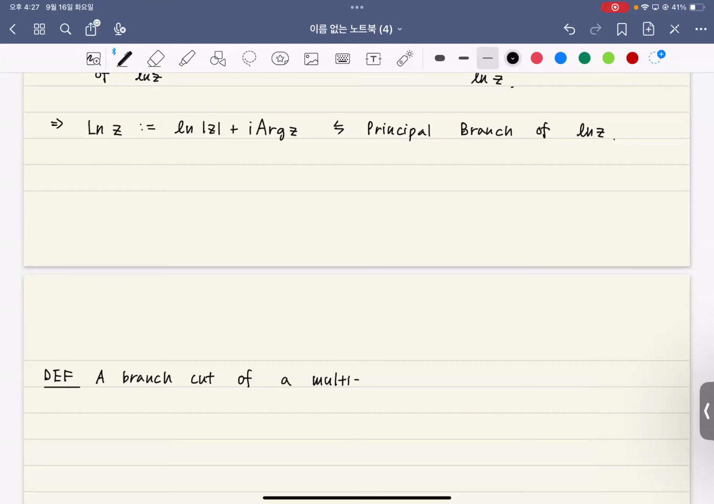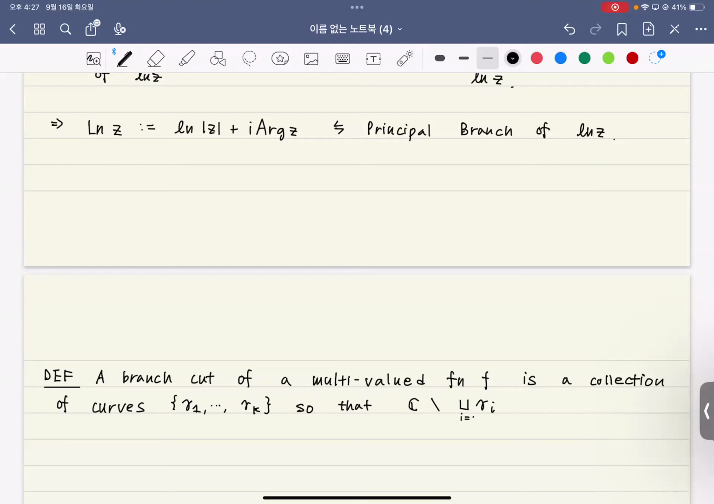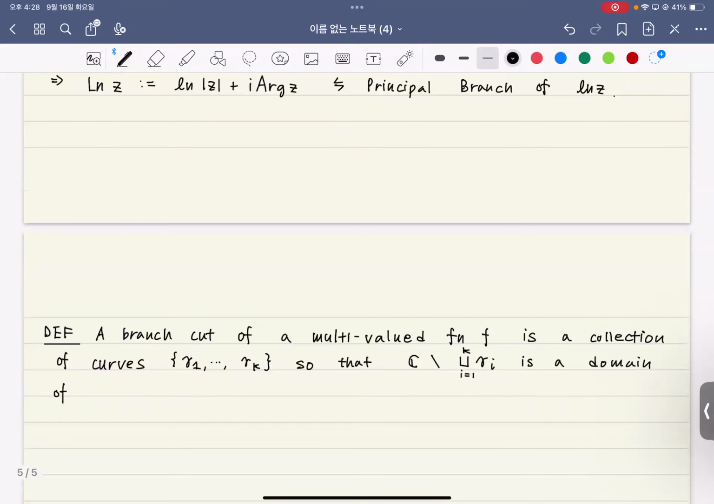Okay. And I want to define the branch cut. Suppose that I have a multi-valued function f, and a branch cut is a collection of curves, I would say gamma 1 to gamma k, so that C minus the union of these curves is a domain of some branch of f.